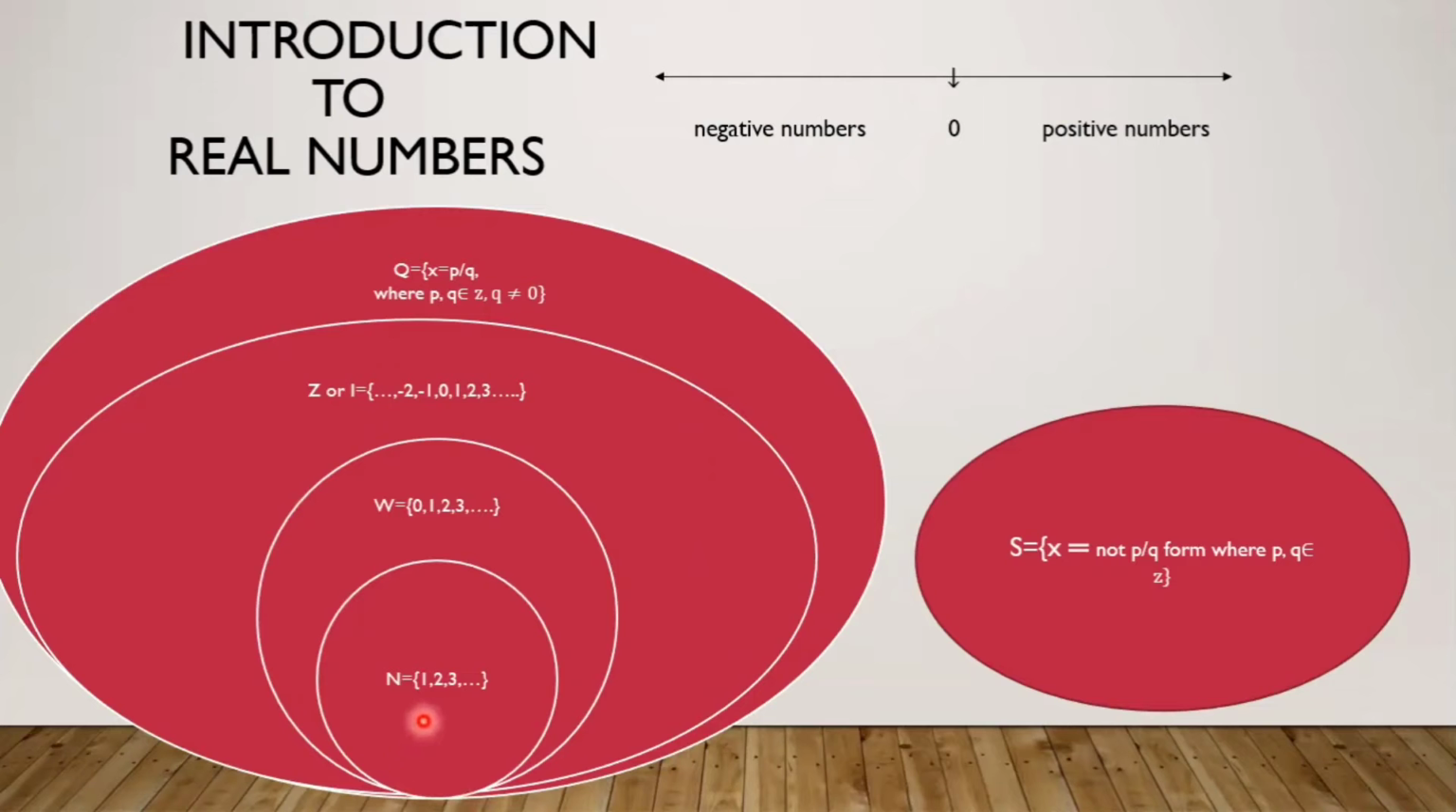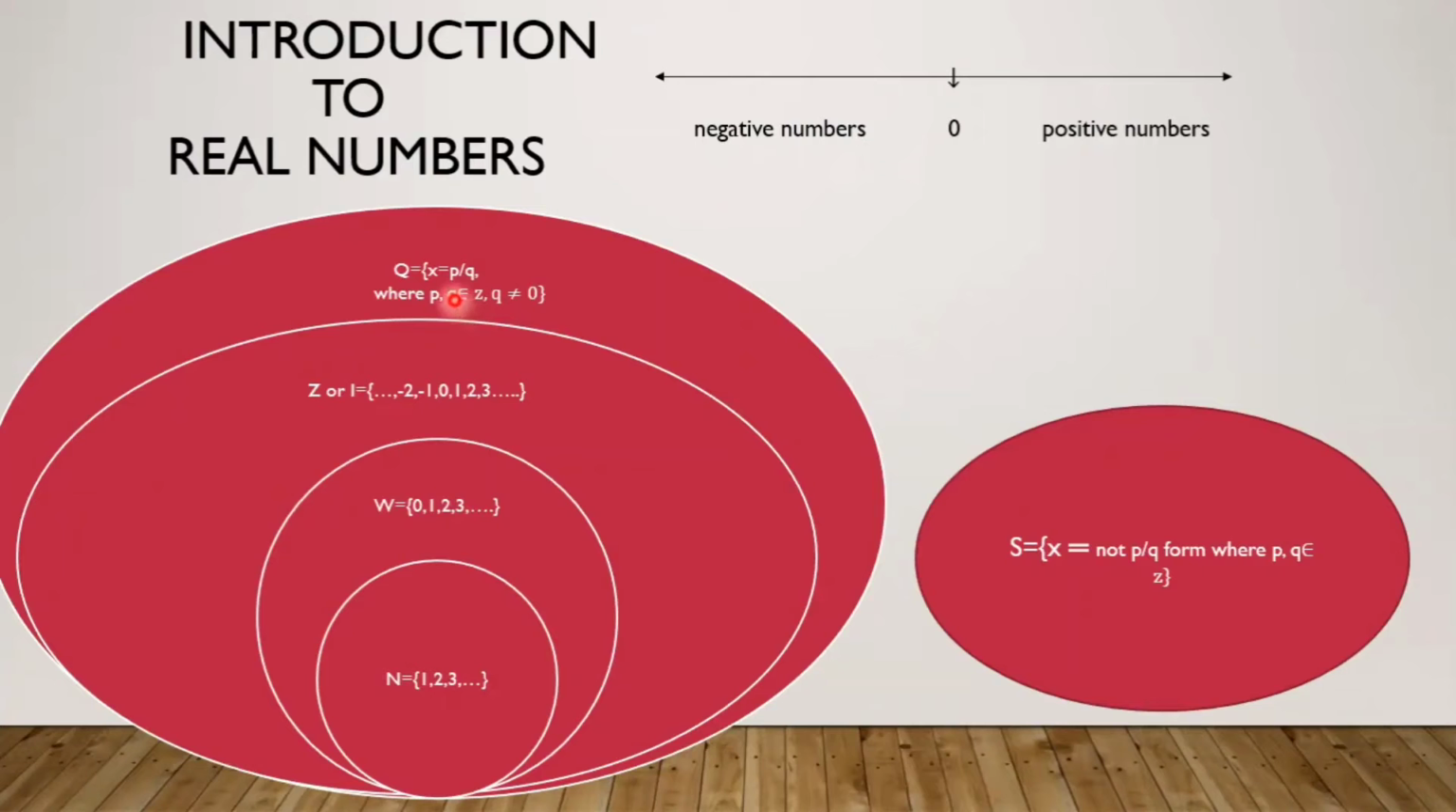These are the natural numbers, the set of natural numbers denoted by the letter N. These are the whole numbers. Natural numbers along with 0 are called the whole numbers, the set of whole numbers denoted by the letter W. Whole numbers along with negative numbers are called the integers, the set of integers denoted by the letter Z or I.